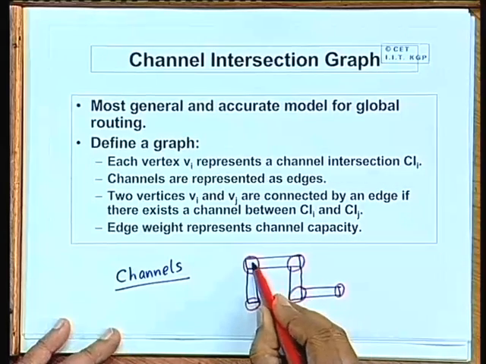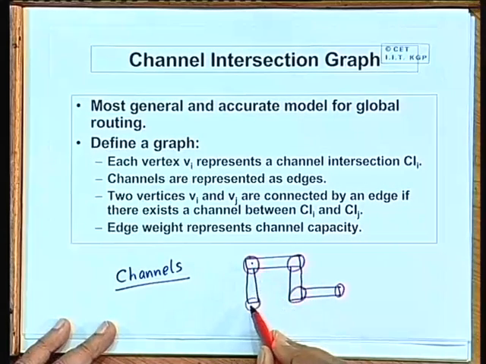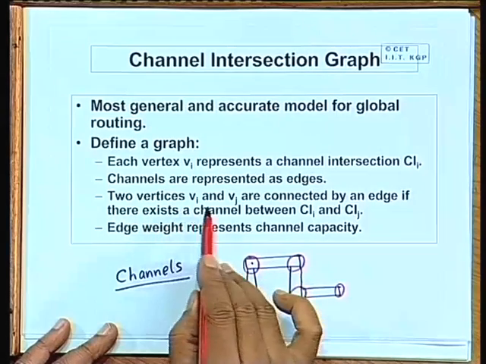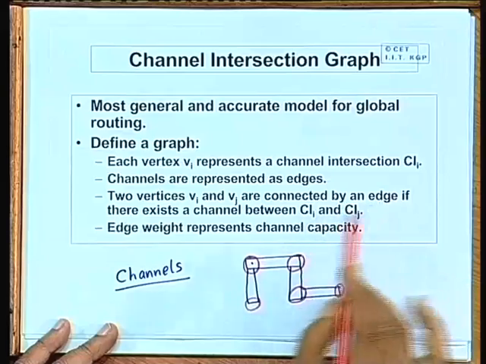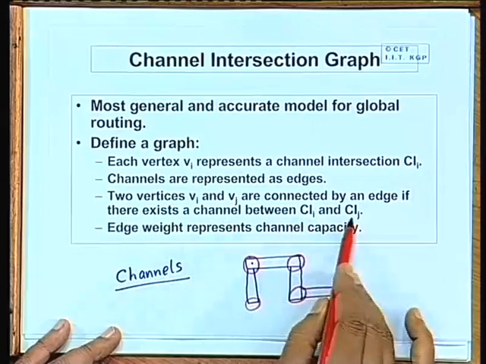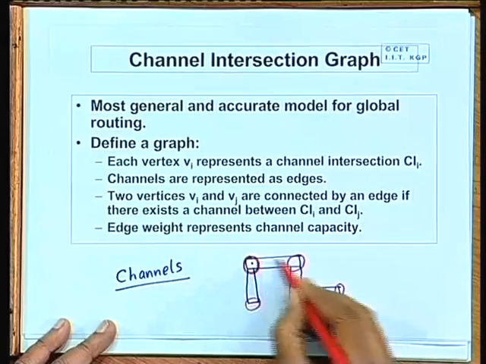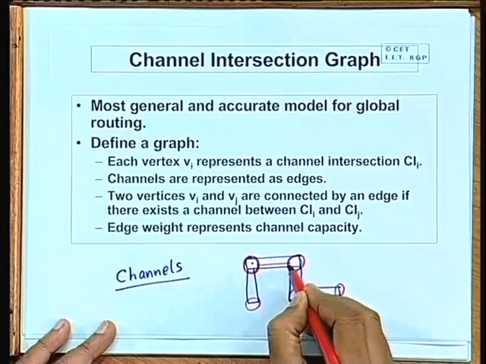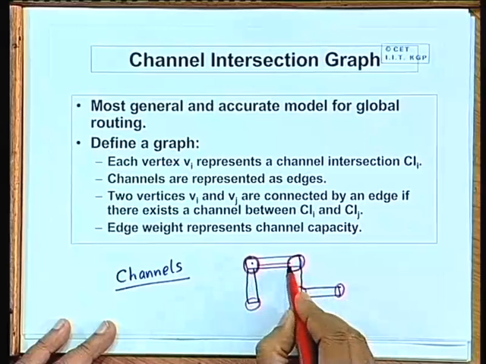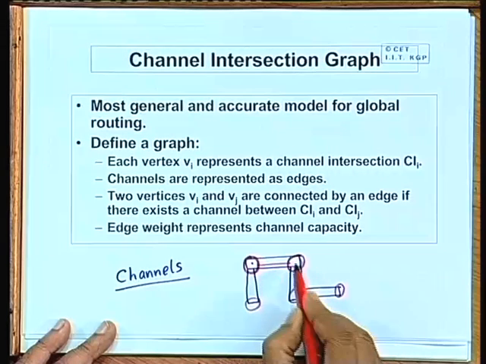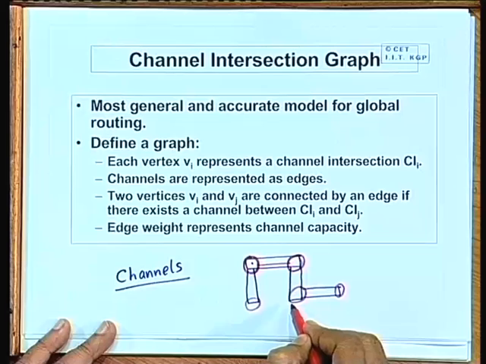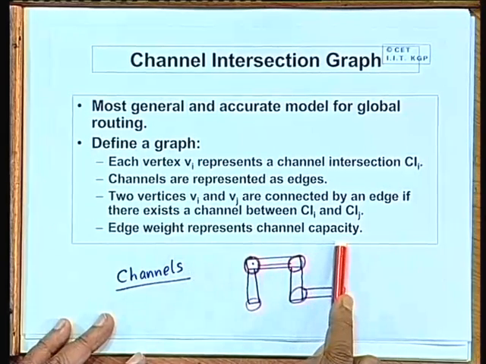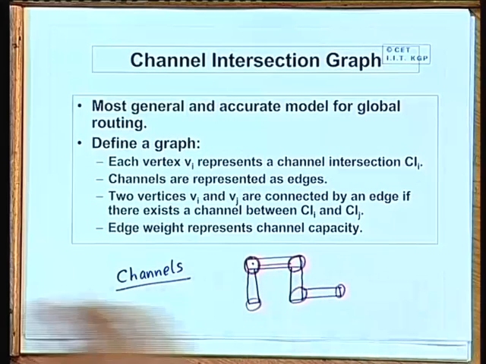When we talk about a channel intersection, it defines the intersection of two channels. Two vertices Vi and Vj are connected by an edge if there exists a channel between Ci and Cj. For example, if two vertices are connected by an edge, there will be a channel in between them. So, edges represent channels and the vertices represent channel intersections. And of course, the edge weight will represent channel capacity. That means, what is the capacity of the channel?